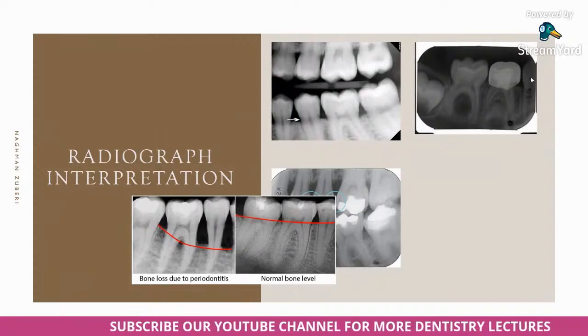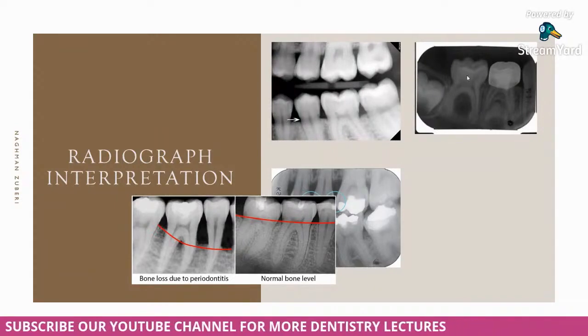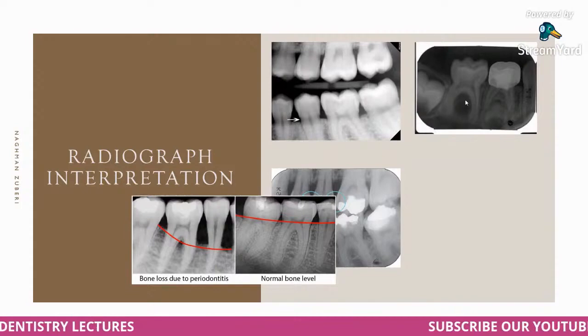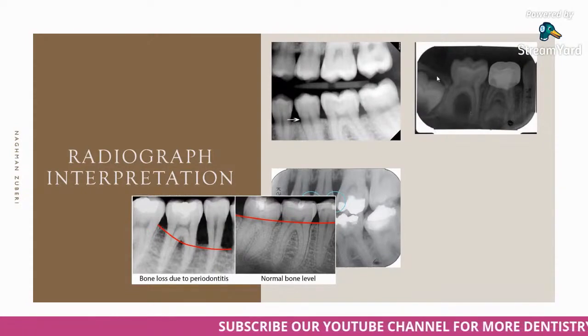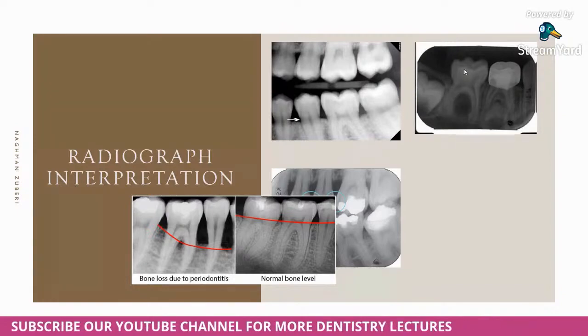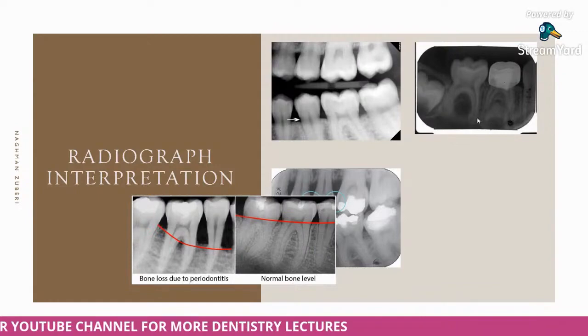Similarly, at times we miss this situation. We think that it is the first permanent molar, and we do not look at this crypt over here. We miss this thing, and our answer would be wrong, because this is not a permanent tooth, this is a deciduous tooth.